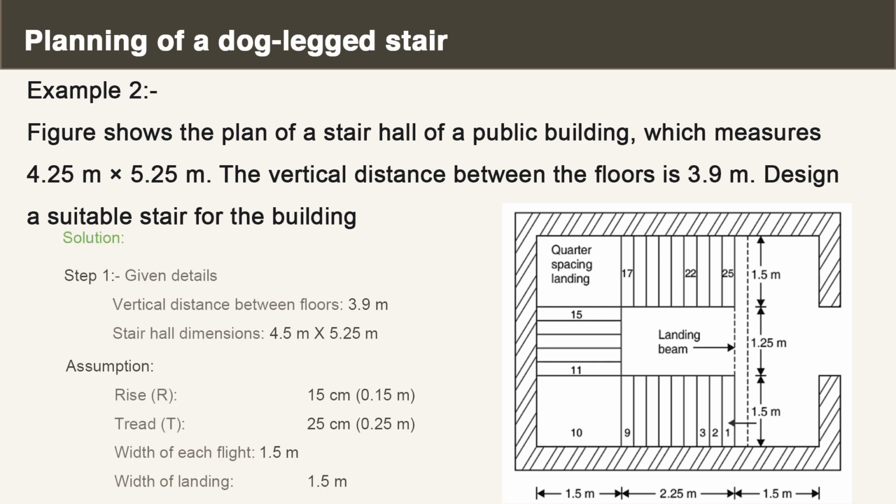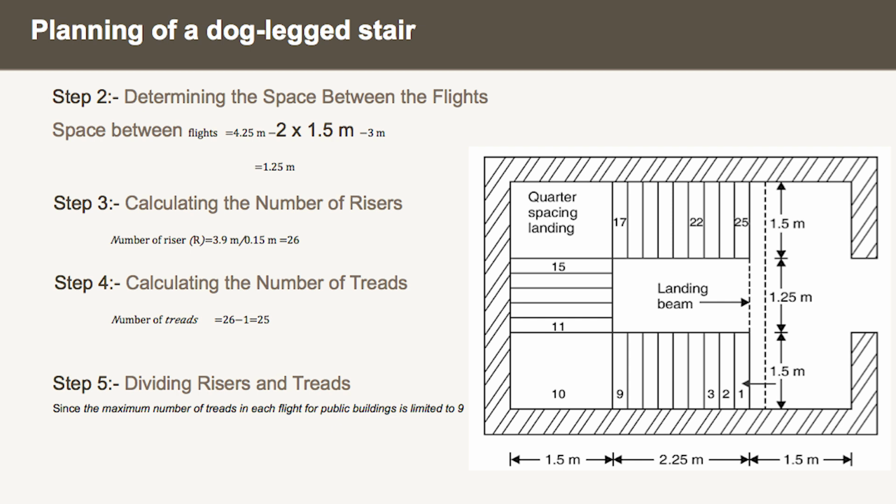Okay, first let us jot down the details given in the question. Step 1. Given data, stair hall dimension is 4.25 meter by 5.25 meter. The vertical distance between the floors is 3.9 meter. Now, we need to assume some values. So, the assumed values are rise R 15 centimeter, thread T 25 centimeter, width of each flight 1.5 meter because it is a public building, which typically requires wider stairs for safety and ease of use. In the last problem we kept it as 1.2 meter as it was a residential building.